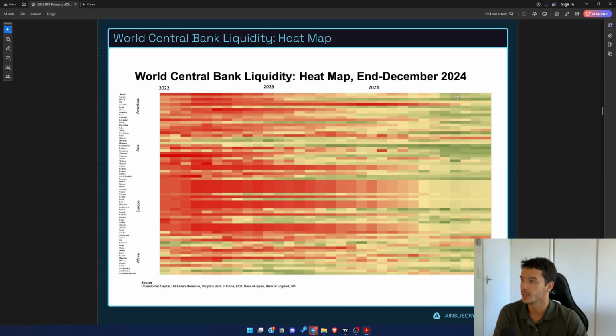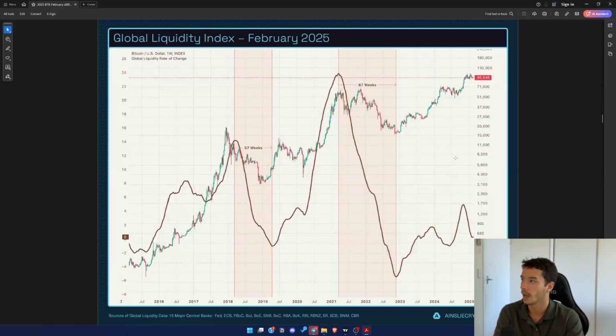A few countries have to give way. We've got ones here, ones here. This gives you a visualization of what countries are adding to world central bank liquidity, letting money into the system essentially. We have the rate of change here.